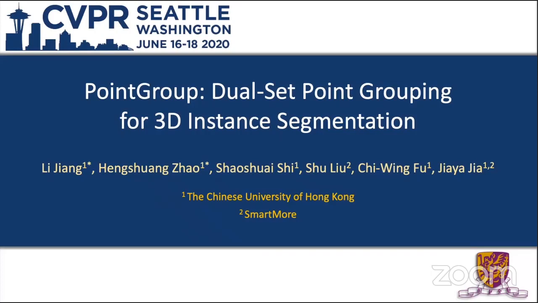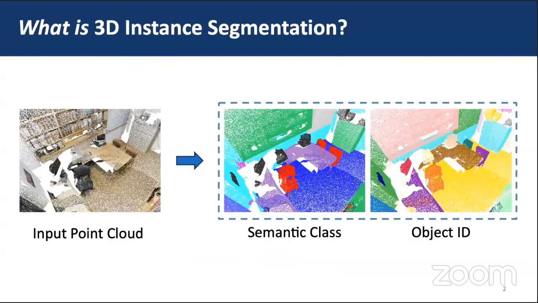Today I will introduce our work in large-scale scene point cloud instantiation, PointGroup: dual-set point grouping for 3D instance segmentation. We know that semantic segmentation is a task to assign each point a semantic category, and 3D instance segmentation needs to not only give the semantic label, but also specify the instance ID of each point.